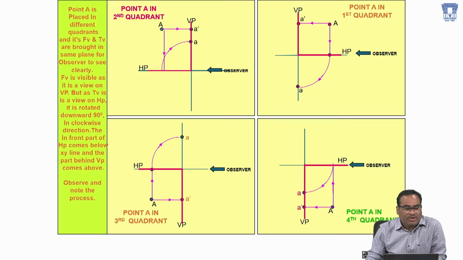So when the point is in the third quadrant, same. The front view is on the vertical plane, the top view is on the horizontal plane. If you rotate the horizontal plane clockwise 90 degrees, the top view will go up and the front view will come down. That means the front view will be below the XY line and the top view will be above the XY line. When a point A is in the fourth quadrant, look at this. Front view is on the vertical plane, the top view is on the horizontal plane. As usual, you rotate the horizontal plane clockwise 90 degrees so that both front view and top view come below the XY line.